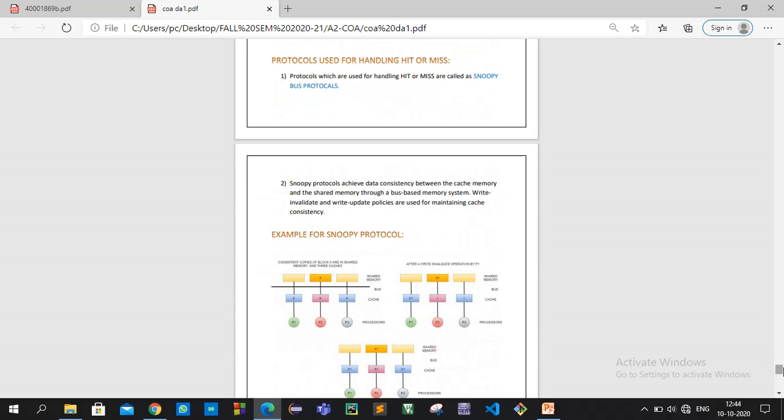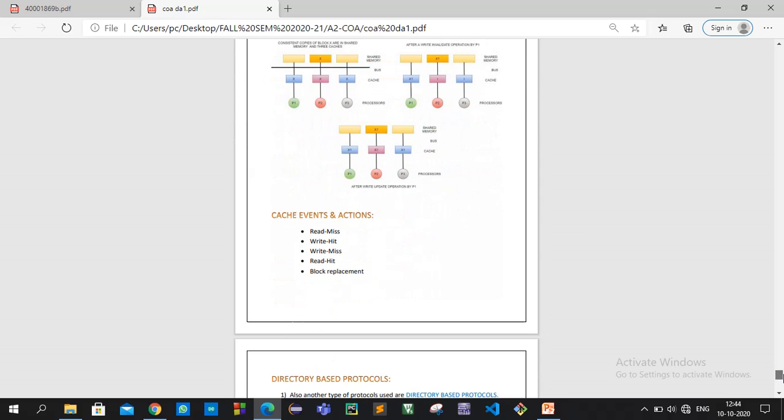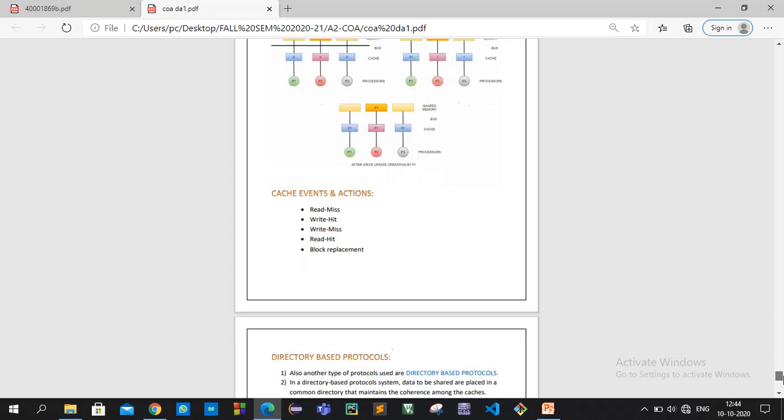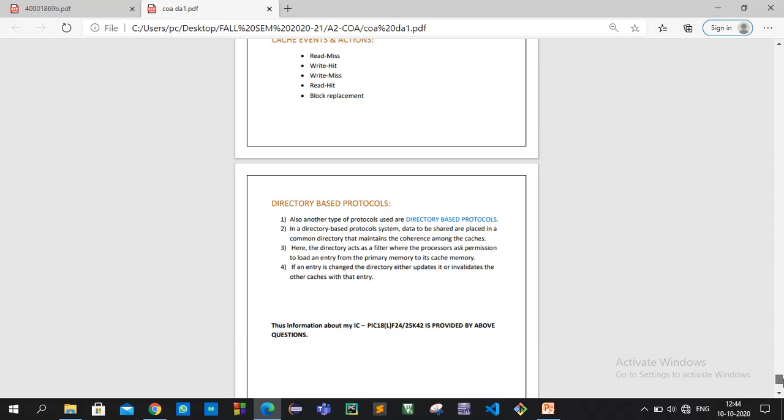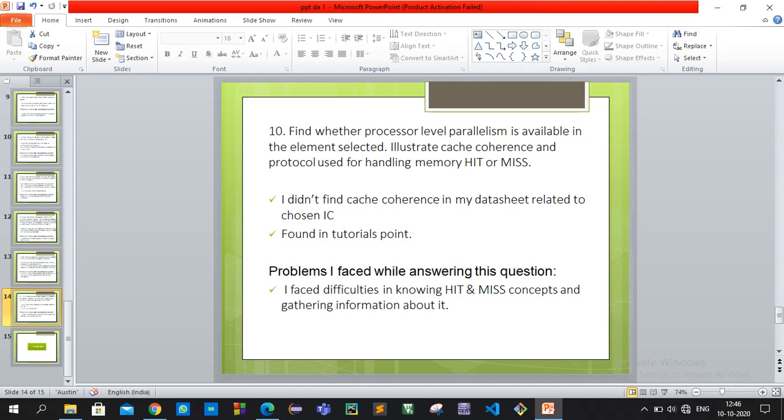These are all the protocols used for handling hit or miss. And this is an example of one of the protocols, that is the Snoopy protocol. And this is how a method like the Snoopy protocol works. And these are the different types of cache unit events and actions: read miss, write hit, write miss, read hit, and block replacement. And this is another type of protocol, the directory based protocol. The main difficulty I faced is in knowing the hit and miss concepts and gathering information about it.